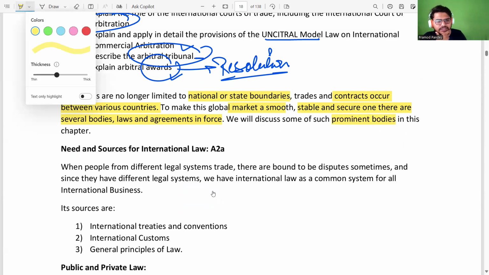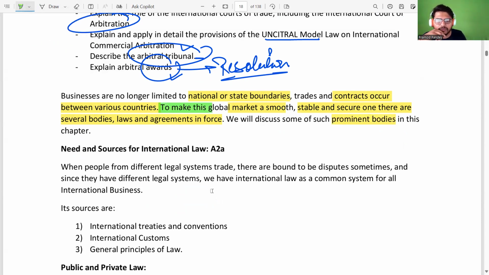But before that, there is one thing. If you can see this, to make this global market a smooth, stable, secure one, there are several bodies, laws, and agreements in force. So when a market would not be smooth, stable, secure, it would be because of a conflict of interest. Yes or no? To bring it into a smooth, stable, or secure one, we have to resolve the conflict both parties would be having.